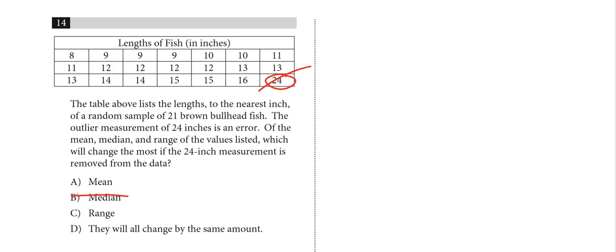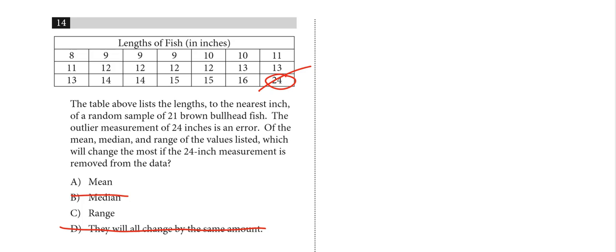Maybe even land between two. Really, there's no way that they're going to change by the same amount. The average divides everything by the number of values, so there's no way that they're going to change by the exact same amount. So that's kind of a ridiculous answer choice. So it really comes down to mean and range.